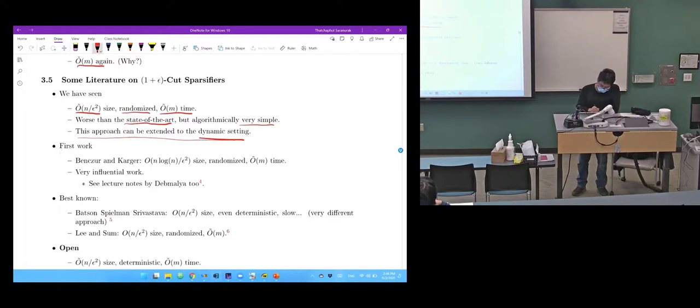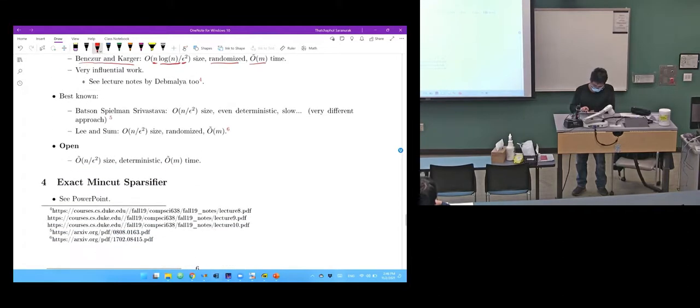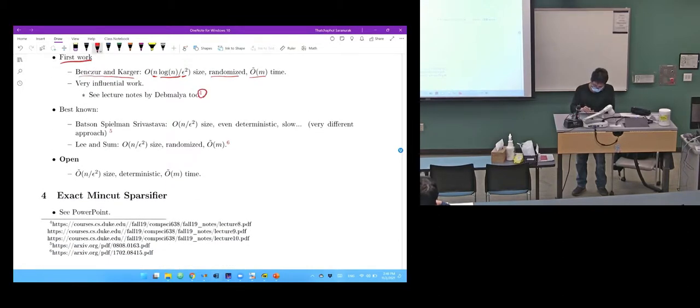Actually, the first work on cut sparsifier gave a nice bound, better than this one already. It's n times log n over epsilon squared. It's randomized and in nonlinear time. This is by Benczúr and Karger. It's very influential work. I added a lecture note here if you want to understand it.